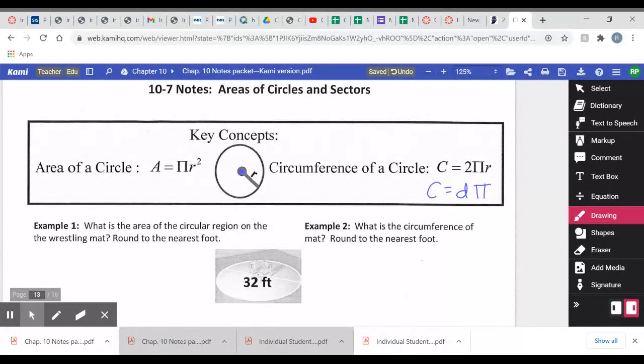So on example 1, it says, what is the area of the circular region of the wrestling mat to the nearest foot? So again, if we're looking for area, we know that the formula is pi r squared. Area is equal to pi r squared.